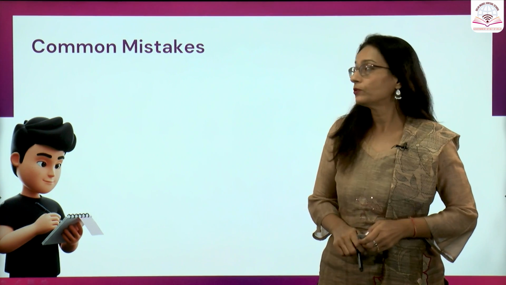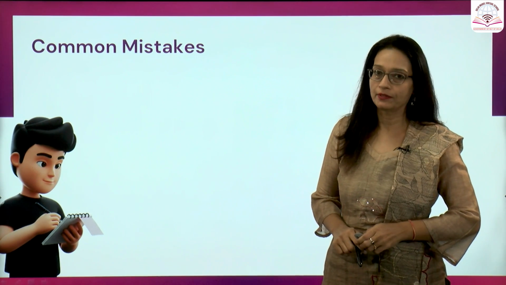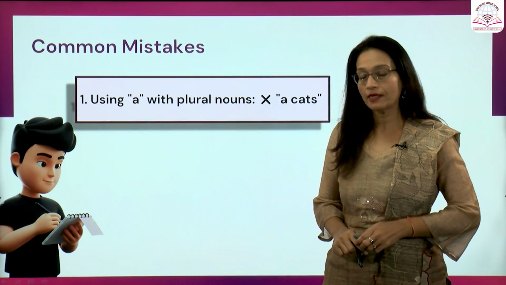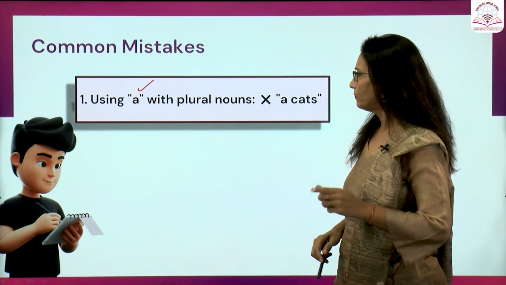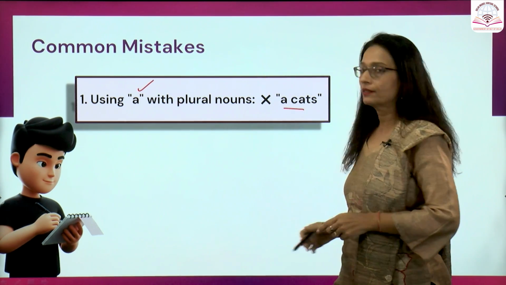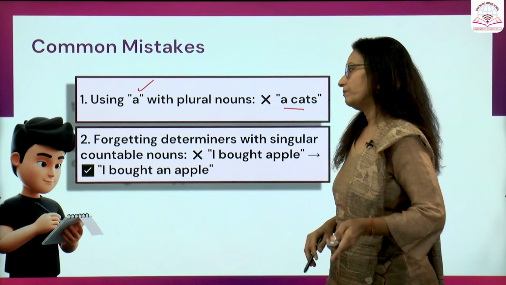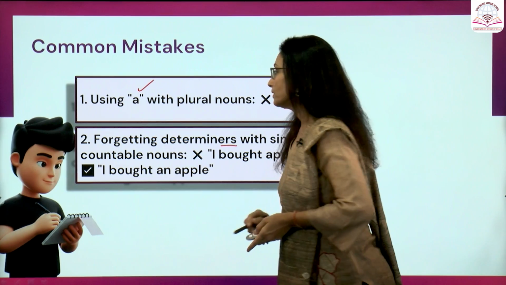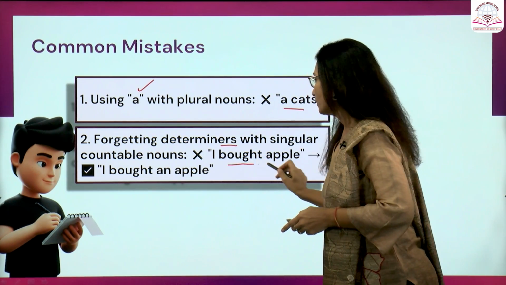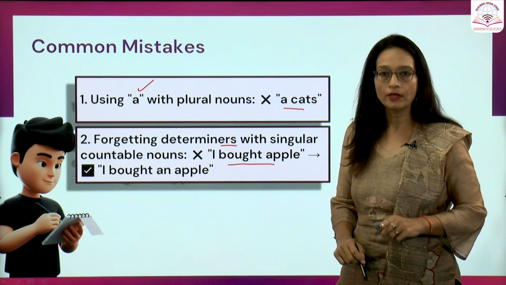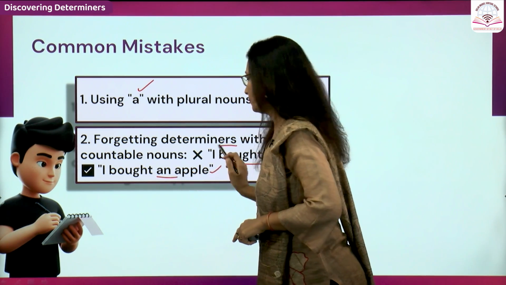Now it's time to look at some of the common mistakes we make while using determiners. So the first mistake is using a with plural nouns. For example, a cats. This is incorrect. The second mistake can be forgetting determiners with singular countable nouns. For example, I bought apple. This is not correct. We should be saying I bought an apple.